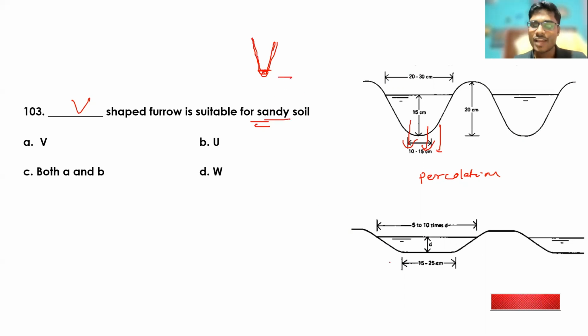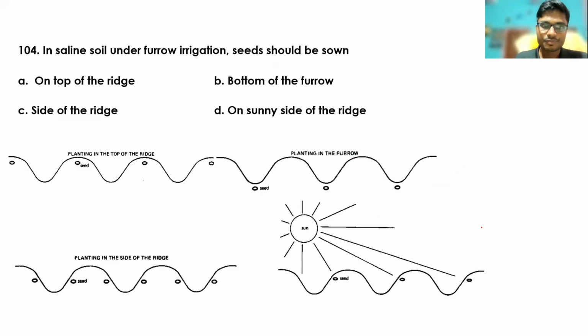And for clay soil, the infiltration rate is slower, but we need higher infiltration so that the soil is more exposed to the irrigation water. That is the reason in case of clay soil, wider furrows, means U-shaped furrows, are made. So this is all about the shape of the furrow.